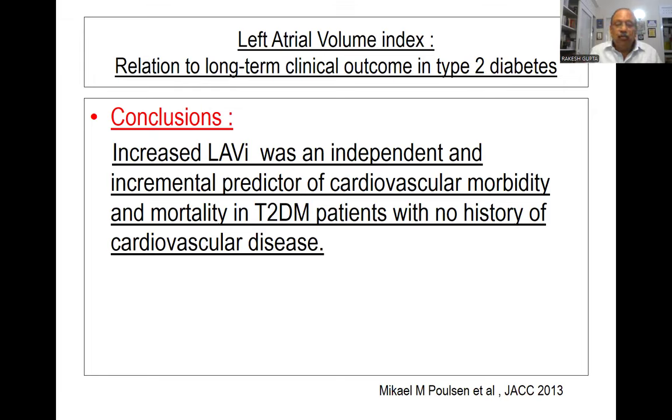Got my point? Why my LA volumes are important today? Yes, sir. I hope I am able to give you an answer. Yes, sir. All right, next person. Can we have another person? Somebody was asking this question. Dr. Chaudhary, I think you were asking.